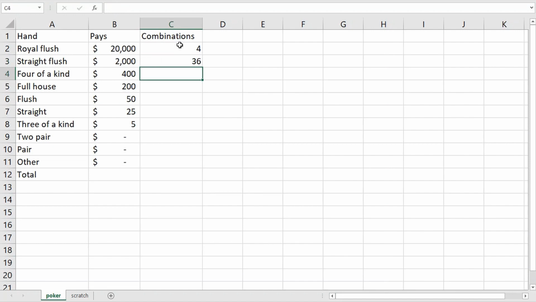Okay, for the four of a kind, there are 13 possible ranks for the four of a kind, and 12 possible ranks left for the singleton.